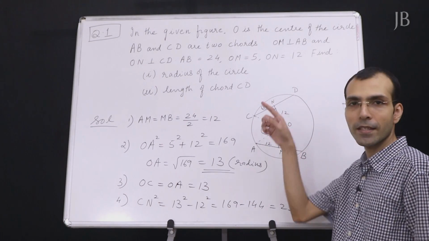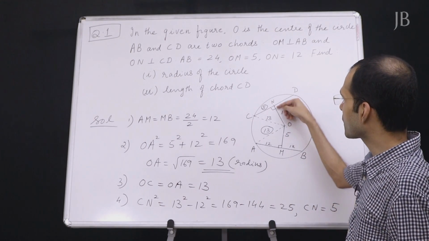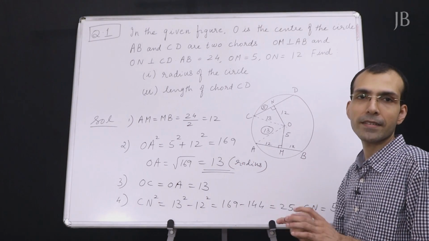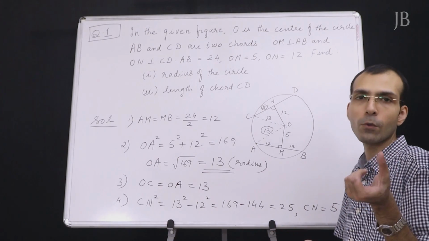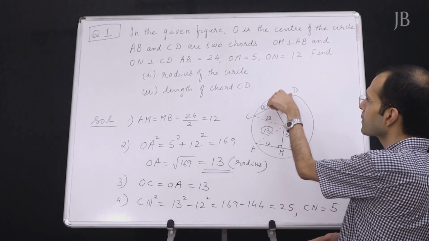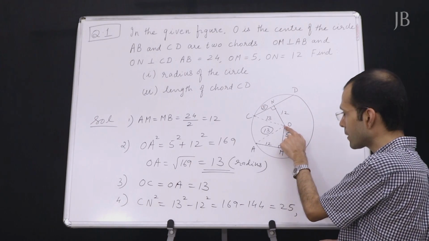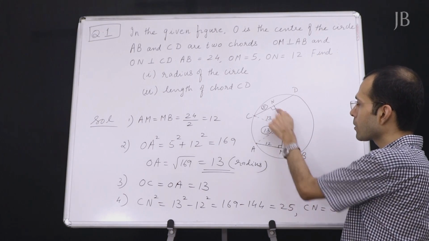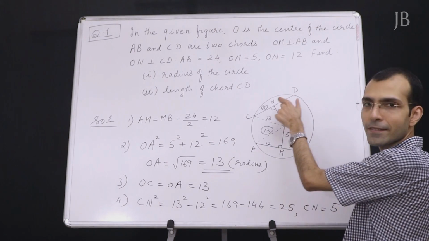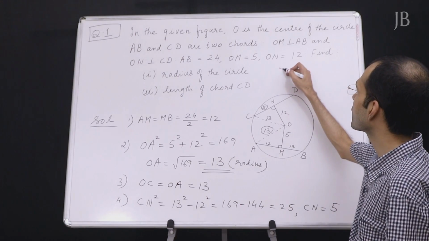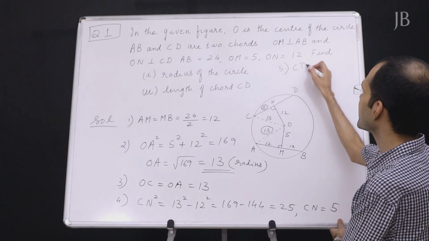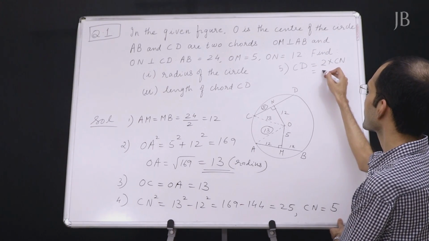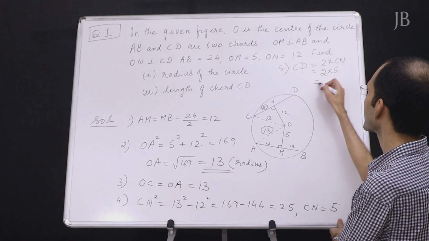What is the concept we are using? The first one. Perpendicular drawn from the center of the circle always bisects the chord. Bisects means it divides the chord into two equal parts. So if this is 5, this ND also will be 5 because this is the center of the circle. This is the perpendicular, and perpendicular drawn from the center of the circle bisects the chord. So here I will put it. We will have to write CD equals 2 into CN, that is 2 into 5, that is 10.